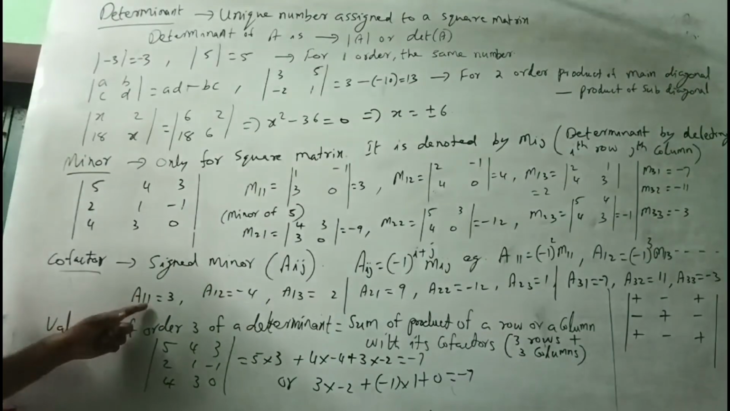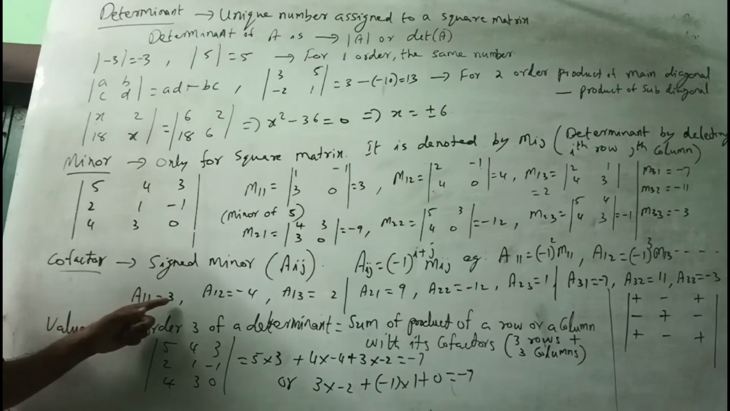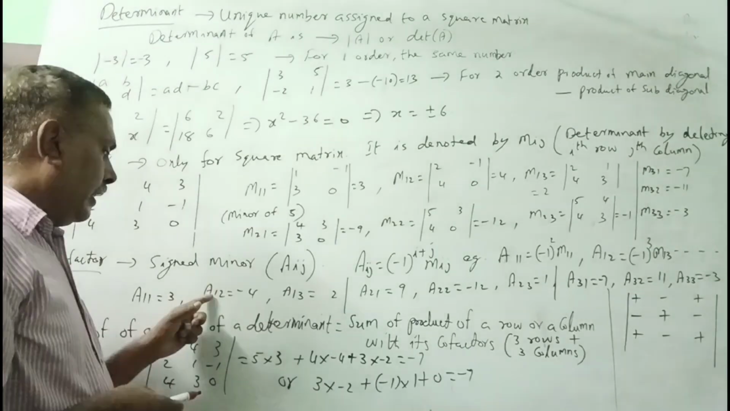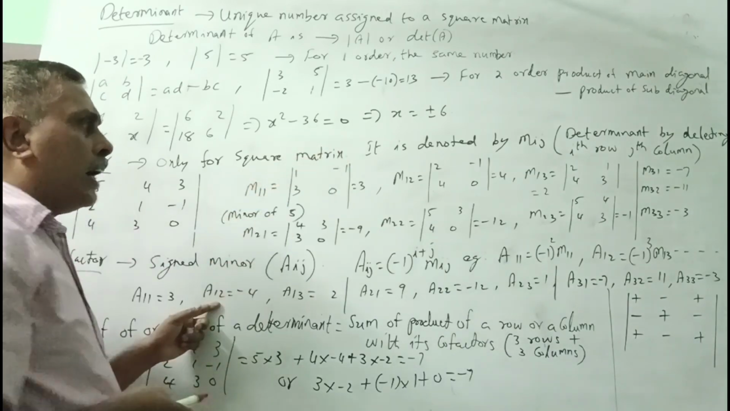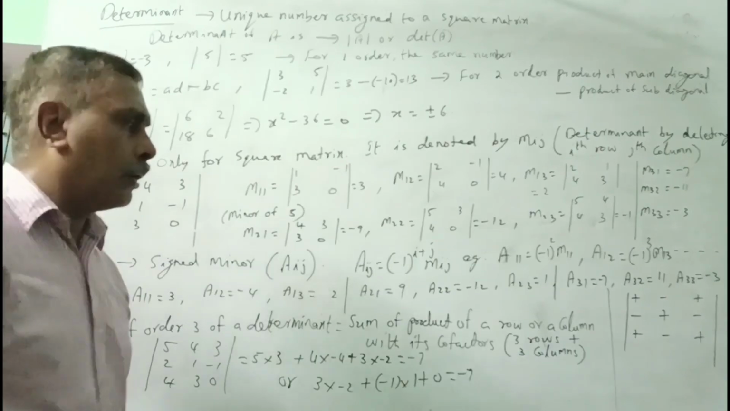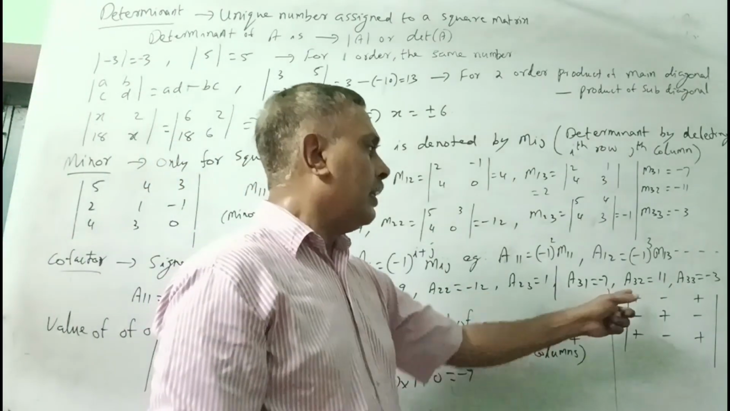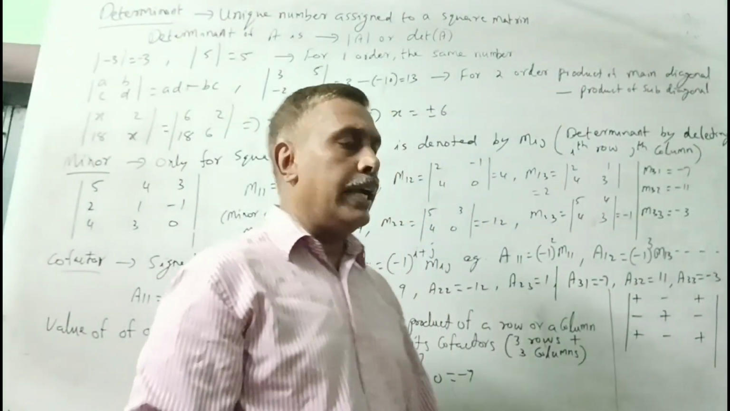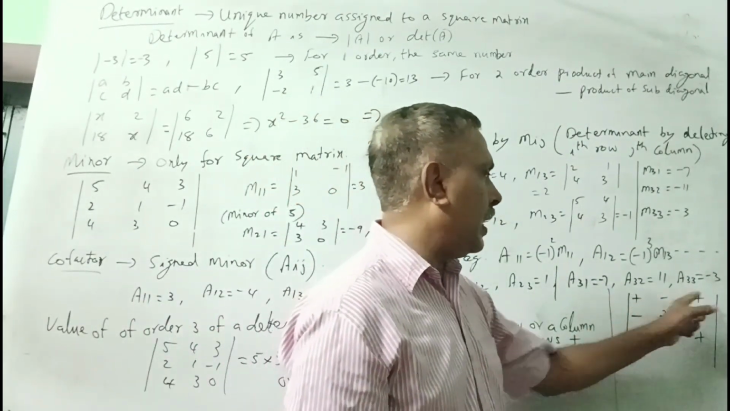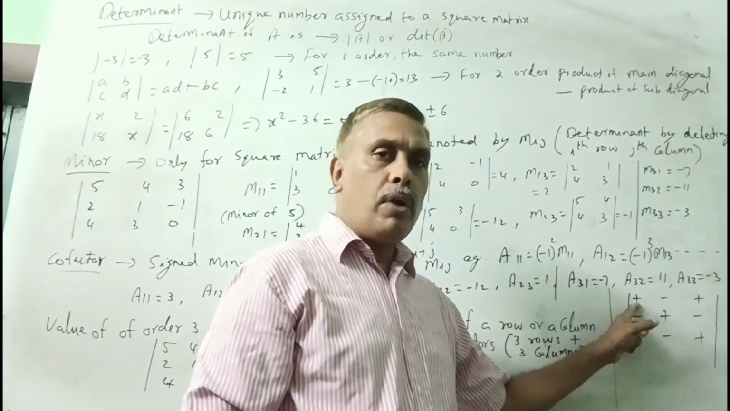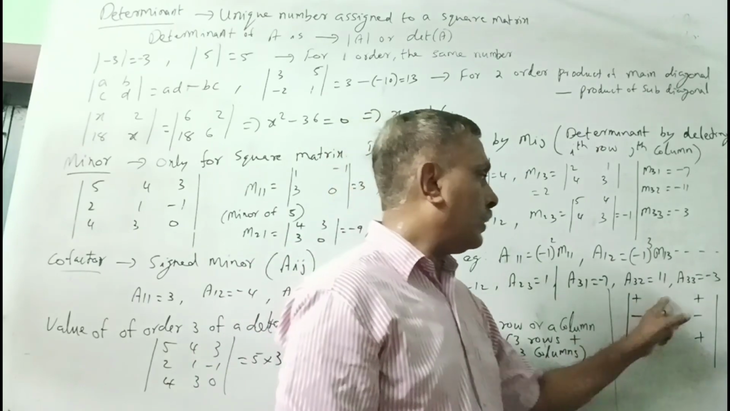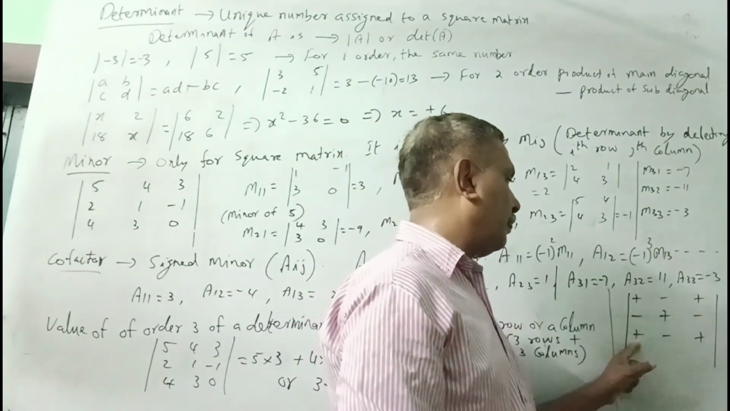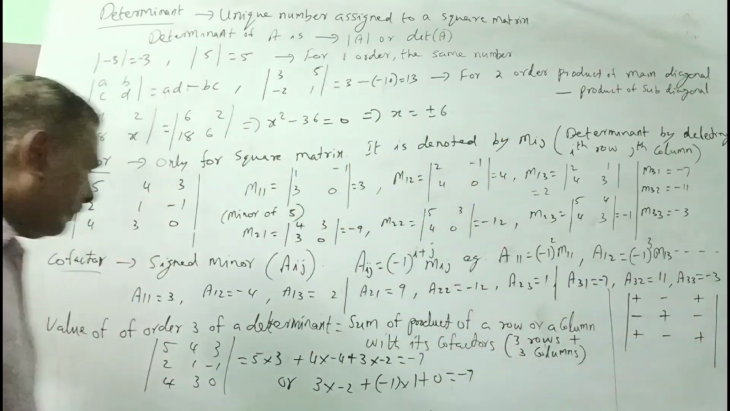If the sum of the position is even, then minor and cofactor are the same. If the sum of the position is odd, then whatever the minor is, its negative will be the cofactor. That is written. This is the 3 by 3 order sign of cofactor. It's plus minus plus. Plus is because of 1 plus 1, minus 1 raised to 2, it is even. So plus minus plus, minus plus minus, plus minus plus.